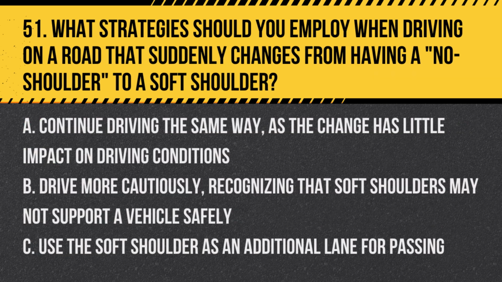Question 51. What strategies should you employ when driving on a road that suddenly changes from having no shoulder to a soft shoulder? A. Continue driving the same way, as the change has little impact on driving conditions. B. Drive more cautiously, recognizing that soft shoulders may not support a vehicle safely. C. Use the soft shoulder as an additional lane for passing. Answer. B. Drive more cautiously, recognizing that soft shoulders may not support a vehicle safely.